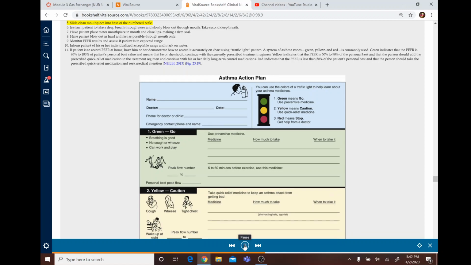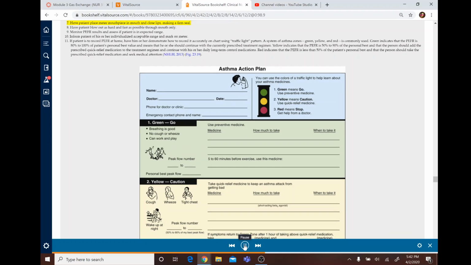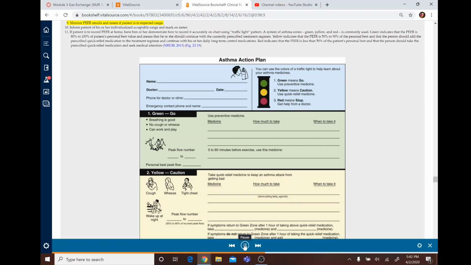5. Slide clean mouthpiece into base of the numbered scale. 6. Instruct patient to take a deep breath through nose and slowly blow out through mouth. Take a second deep breath. 7. Have patient place meter mouthpiece in mouth and close lips, making a firm seal. 8. Have patient blow out as hard and fast as possible through mouth only. 9. Monitor PEFR results and assess if patient is in expected range.